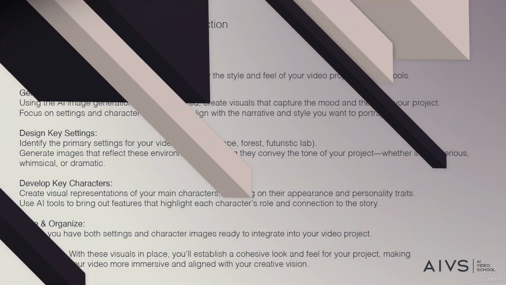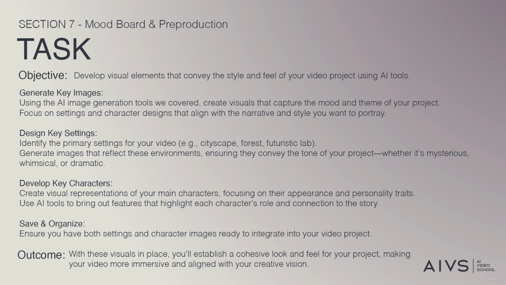So I have a task for you here. Not surprisingly, let me put the slide up on screen and I'll explain. The objective is, of course, to develop visual elements that convey the style and feel of your video, the project you've been working on, using AI tools. So what I want you to do is generate key images using the tools. So Midjourney predominantly, perhaps you'll have another one. Create visuals that capture the mood and theme of your project. Focus on settings and character designs that will align with the narrative and style that you want to portray.